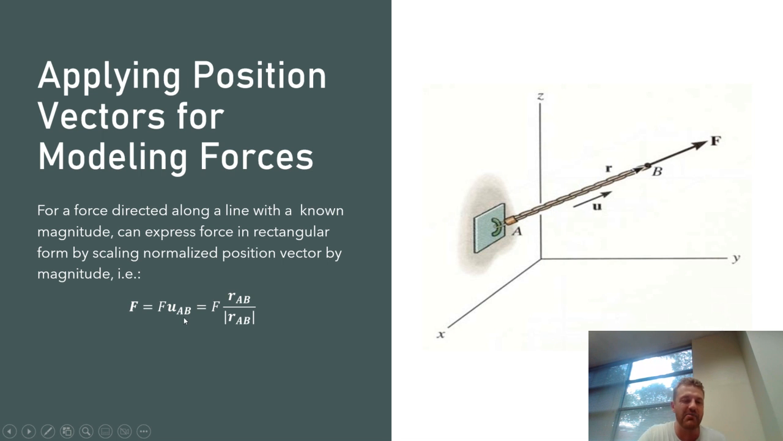Now you might ask yourself, how do I go about getting this unit vector? Well, remember that a unit vector is nothing more than a vector with a magnitude of 1. So if you have an expression for the position vector RAB, like we did in the previous slide, you can always scale that by 1 over its magnitude. Then by definition, this quantity, RAB divided by the magnitude of RAB, will have a magnitude of 1. So that's the way you can get a unit vector directed along a particular line of action, AB.